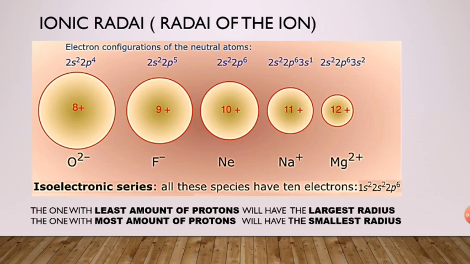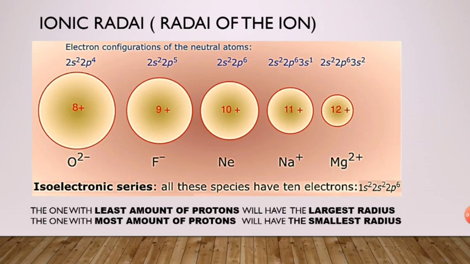And the one with the least number of protons will have the largest radius, because when the number of protons increases, the nuclear charge increases. Therefore, the tendency to hold the valence electrons closer to the nucleus increases. You should understand the topic to understand this. So the one with the most protons will have the smallest radius, because as the number of protons increases, the nuclear charge increases, and therefore the tendency to hold the valence electrons towards itself increases. Therefore the radius decreases.